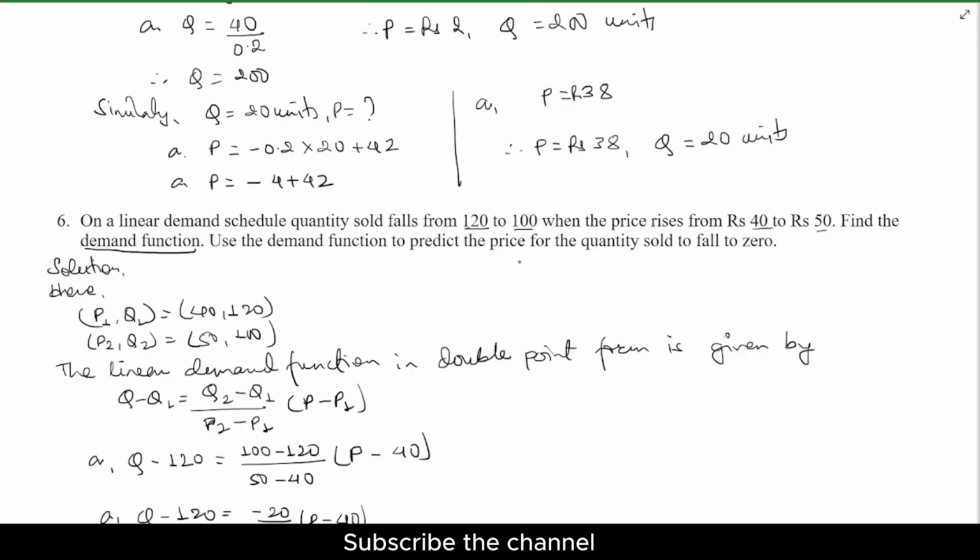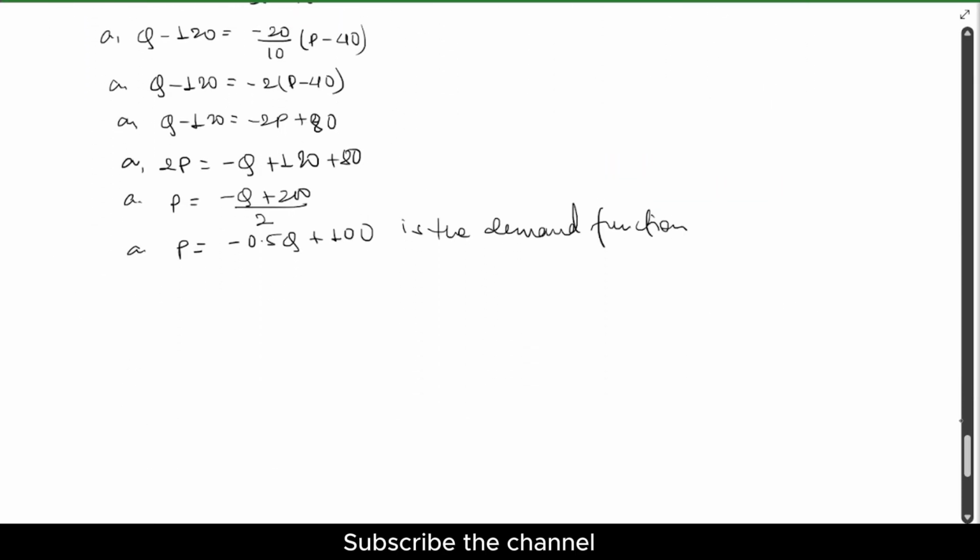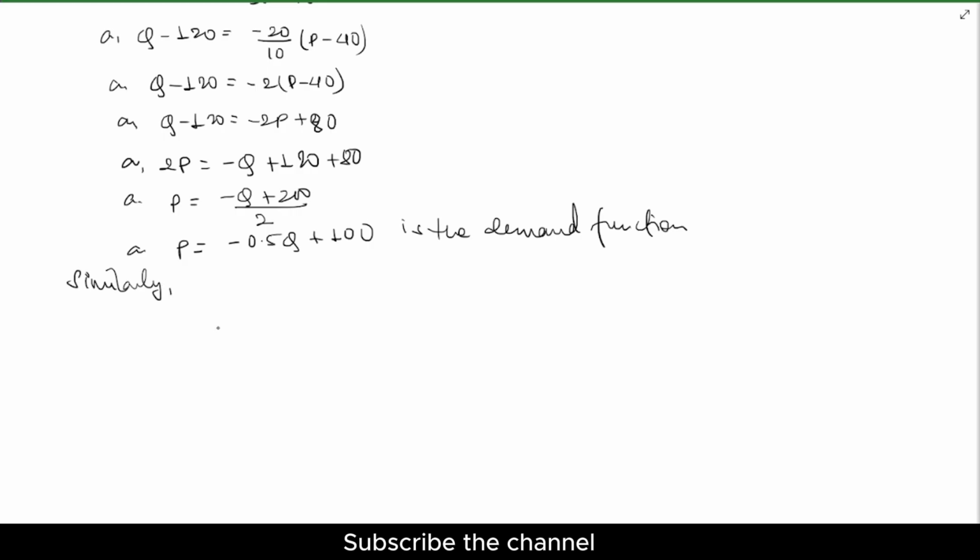Use the demand function to predict the price for the quantity sold to fall to zero. That means when the quantity equals zero, then price equals what? We need to find that. So we'll use this relation.